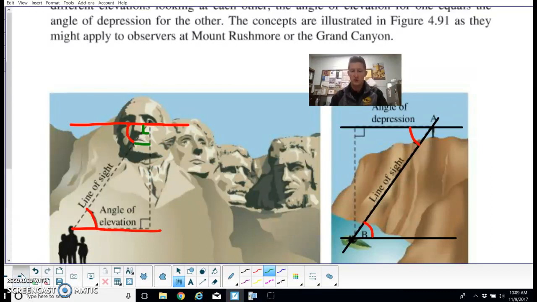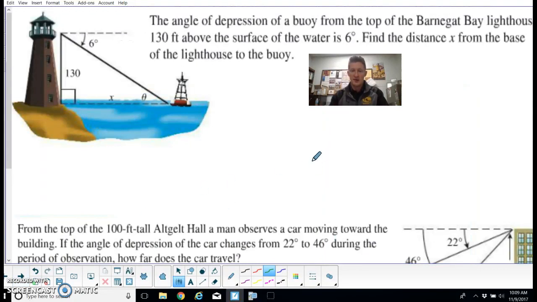So, moving on, the angle of depression of a buoy from the top of the Barnegat Bay Lighthouse, 130 feet above the surface of the water, is 6 degrees. Find the distance x from the base of the lighthouse to the buoy. So we're going to find this distance right here, and we know the height, and we know an angle of depression, it says. So that's looking from the top of the lighthouse, looking out at the horizon and looking down, there's 6 degrees. So I need to figure out what this side is here.